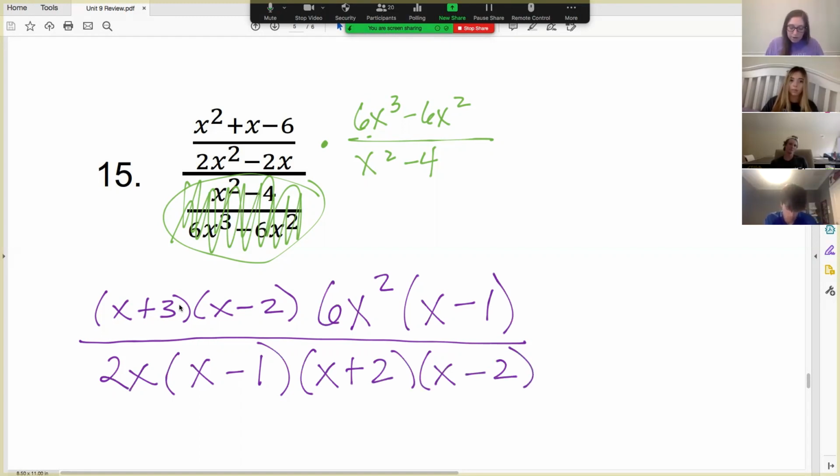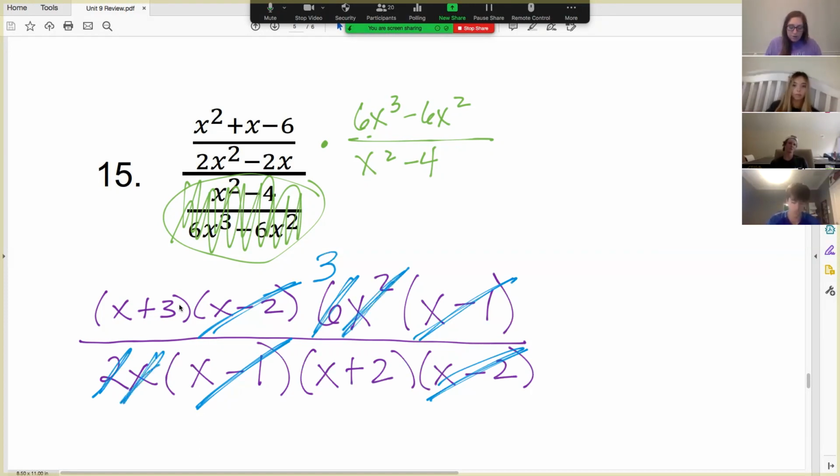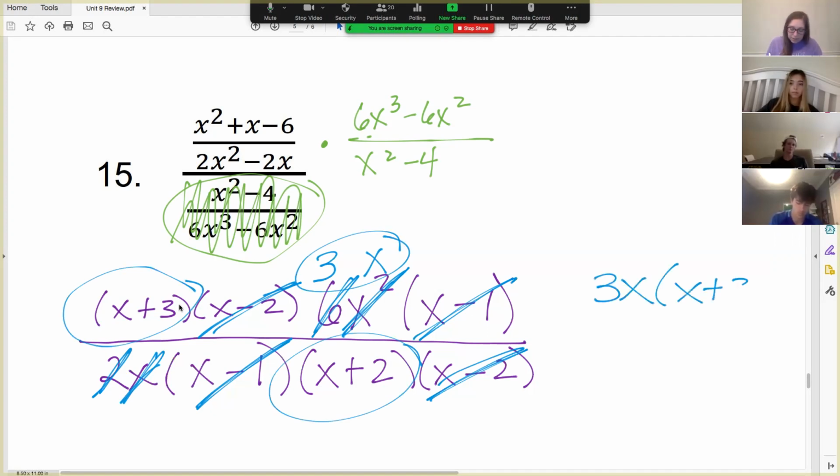Then it comes to the part where you cancel. You can cancel diagonally, or you can cancel one on top of each other. So the x minus 2's cancel. The x minus 1's cancel. The 6 and the 2 reduce to just a 3 on top. And the x squared and the x reduce to just an x. So then I circle what's left over, and that leaves me with 3x, x plus 3 over x plus 2.